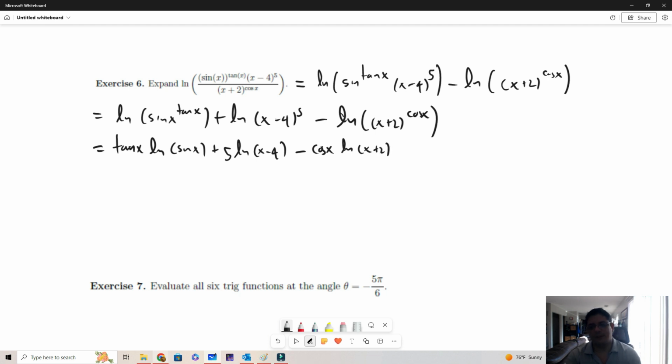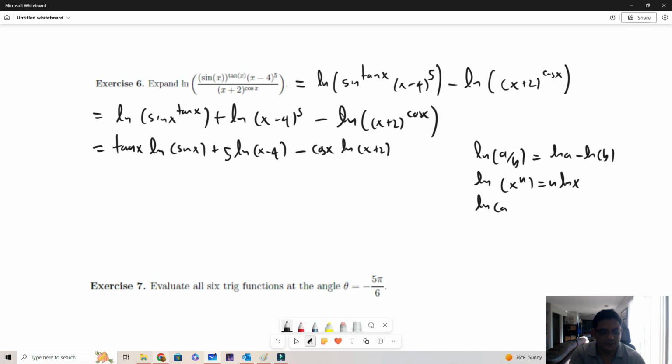Hopefully all these formulas sound familiar. If they do not, then you have to remember a little bit what the properties of the log are. So log of a over b is log of a minus log of b. Log of x to the n is n ln of x, and the log of a product is the sum of the logs. This is what you're trying to recall here.